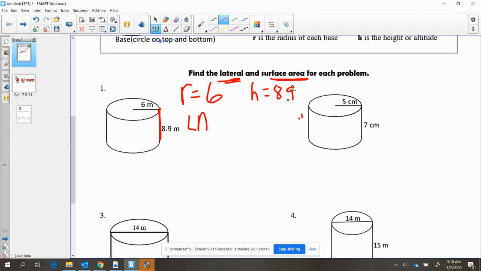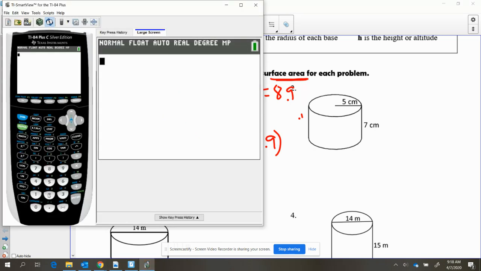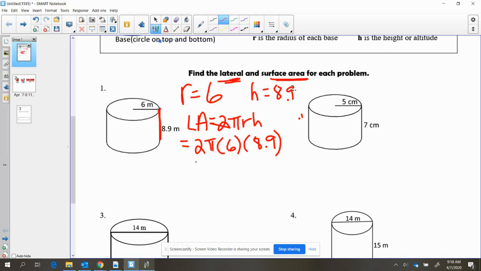So when we're looking for the lateral area, we have 2 pi r h. So if we plug that in, we have 2 pi r, and then 8.9 is the height. Now, if they are asking you just to round this answer, you are going to type everything in as is. So 2 times pi times your radius value, which we said was 6, times that height, which is 8.9, for a total lateral area of 335.5. Right, and it's area, so meters squared.